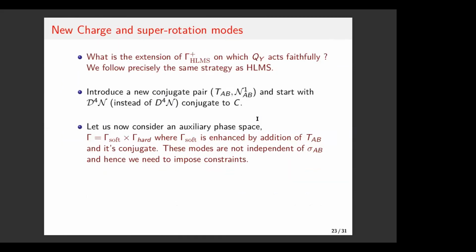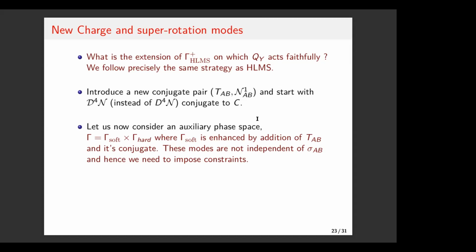So what we want to do is exactly what HLMS did, but for superrotation. That is, we want to ask what is the extension of the HLMS phase space, because we now have to include, of course, the Goldstone tensor on which the superrotation acts faithfully. So it should reproduce the full spacetime action that superrotations have. And we follow exactly the same strategy that HLMS used.